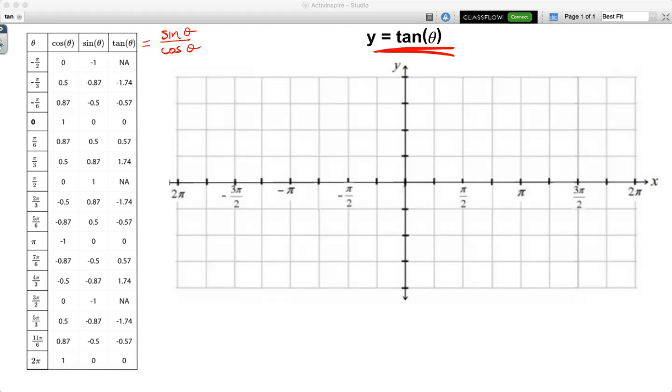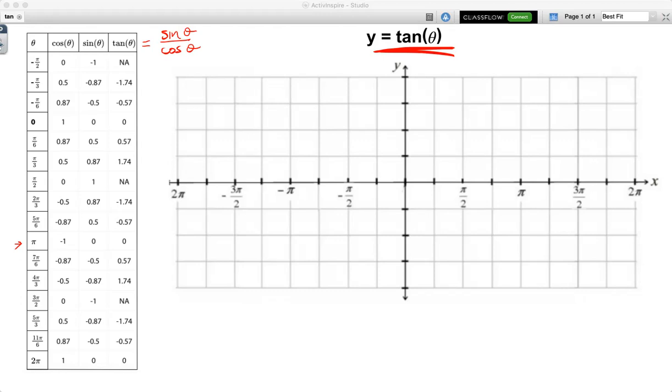That tangent is the same as sine of the angle over cosine of the angle. And I'll give you an example for what I'm talking about here, right? If I look at pi, when theta is pi, if I want to figure out what the tangent of pi is, really what I want to do is look at what my sine of pi is and what my cosine of pi is and put it in that ratio that's mentioned up there.